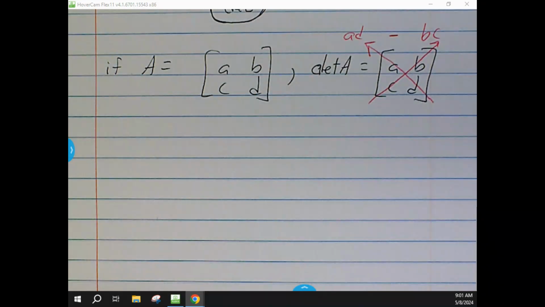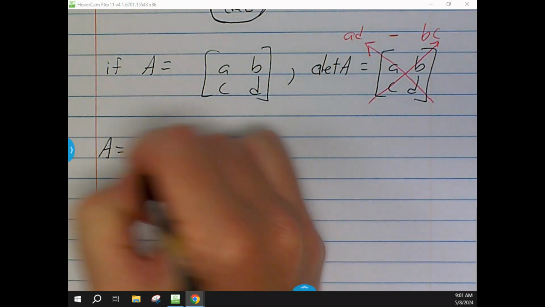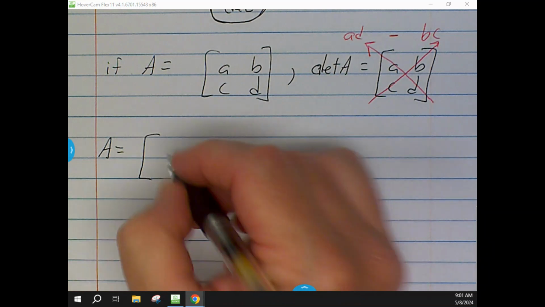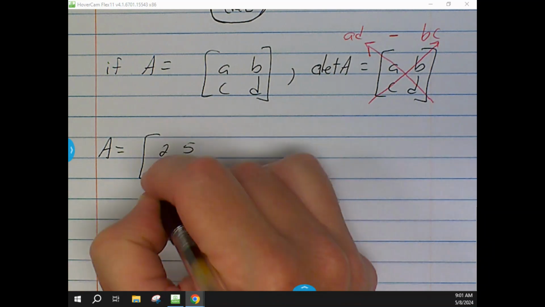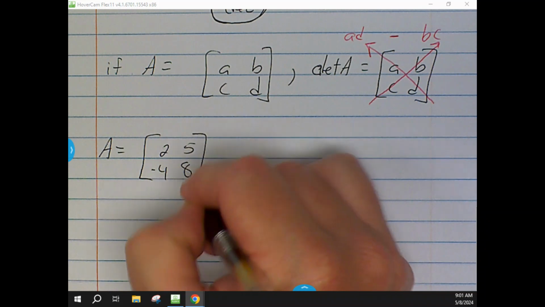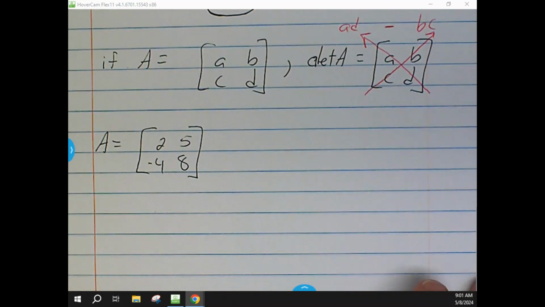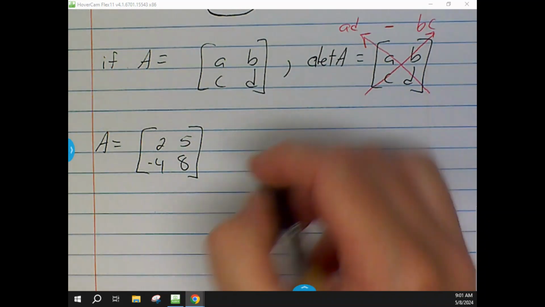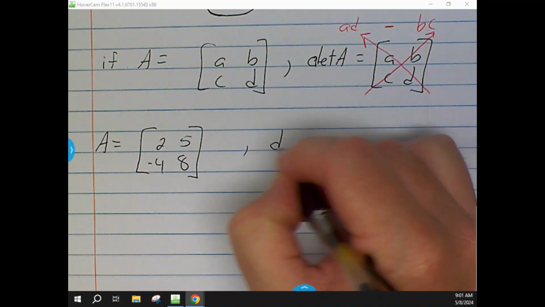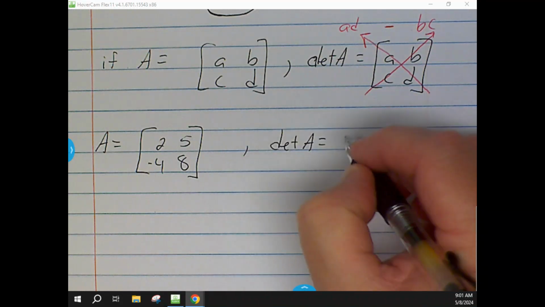Okay, so let me give you one with some numbers here. So let's say that A is 2, 5, negative 4, 8. So let's find the determinant of A.